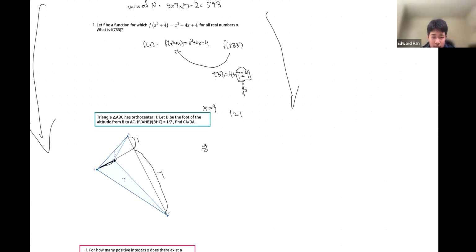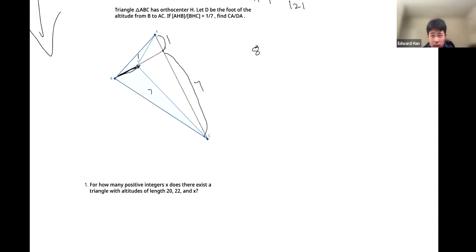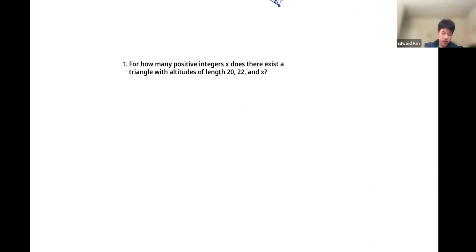It asks how many positive integers x does there exist a triangle with altitudes of length 20, 22, and x. So in order to solve this problem, we need to find the relationship between the sides and the altitudes, and then we can use triangle inequality to solve the problem. So first, let's realize that the area is the same. For a fixed triangle, the area is the same no matter what you do to it because it's a triangle. So we can let the area be A.